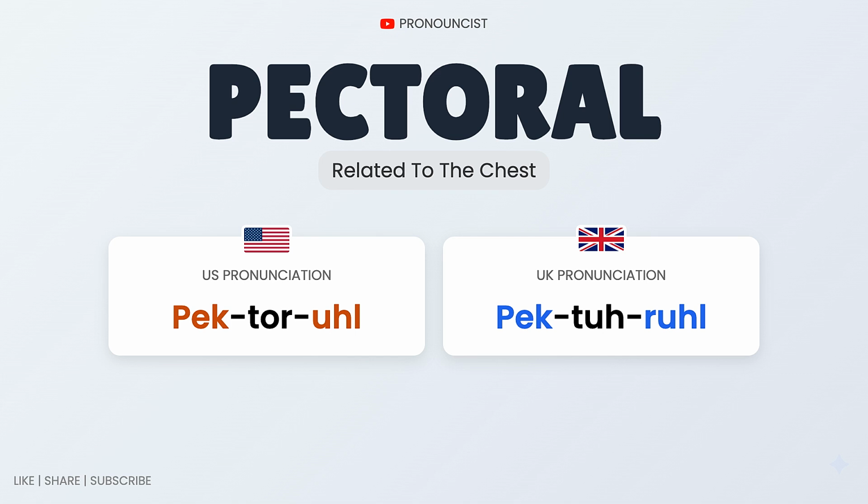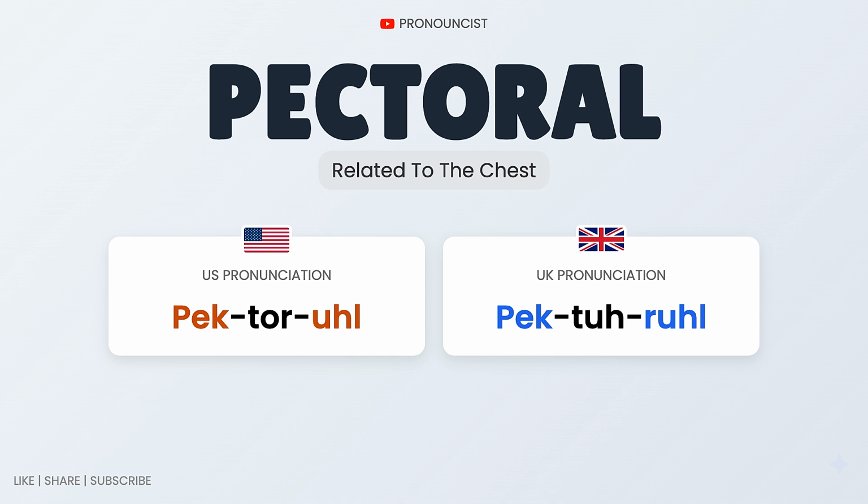Now, let's focus on British pronunciation of this word, pectoral. Now, read the syllables of British pronunciation shown on the screen naturally. Pec, t, roll, pectoral. Focus on pec and soften tor and ul.